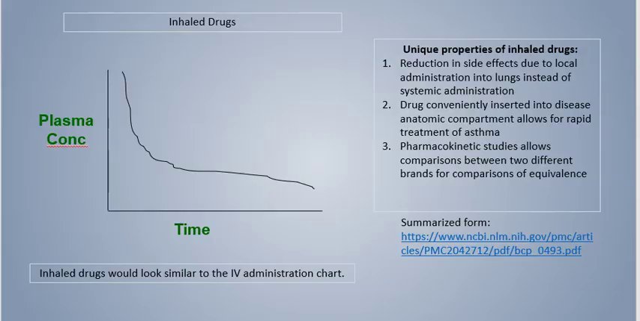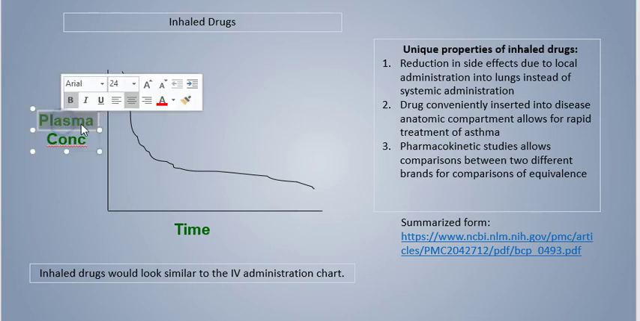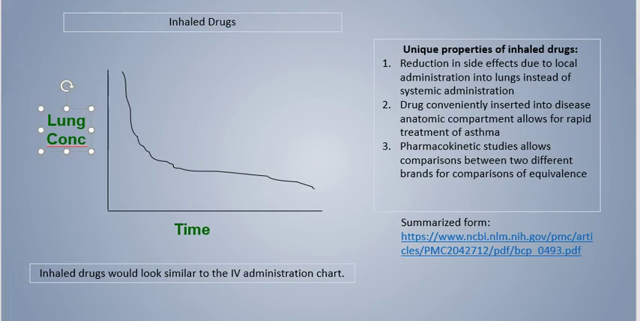All right. So what does this mean for inhaled drugs? Well, inhaled drugs have a similar distribution curve, kind of like the IV drugs. These inhaled drugs reach their peak plasma concentration, or their peak concentration within the lungs, relatively quickly. Maybe we couldn't call it plasma concentration, but maybe we'll call it lung concentration. That's a little bit better. The inhaled drugs reach their peak lung concentration in a much quicker time frame than some of the oral agents. And so that gives us some unique properties of inhaled drugs.